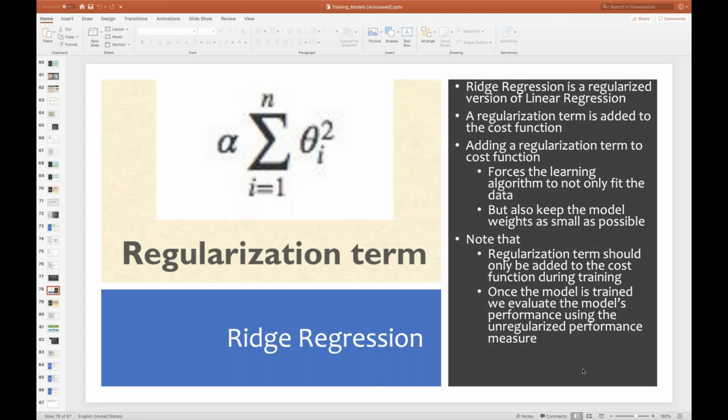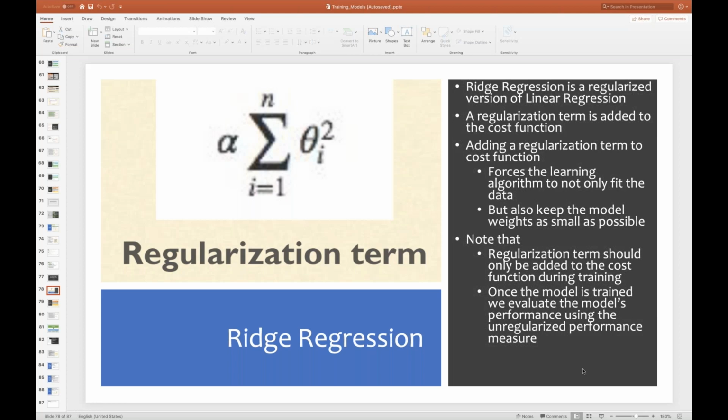Ridge regression is all about the regularized version of linear regression. When I say regularized version of linear regression, what is the regularization term in this? The regularization term is added to the cost function, and the cost function will help you enforce the learning algorithm to not only fit the data but also keep the model's weights as small as possible. Perfect. Fitting the data is different, and keeping the model weights as small as possible is also different.